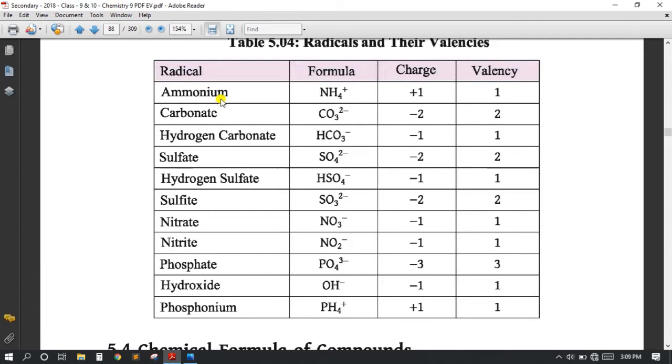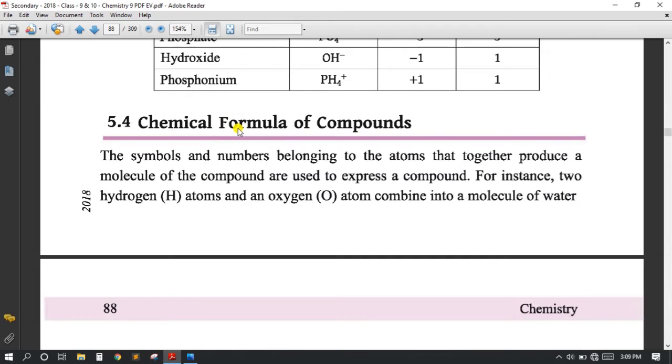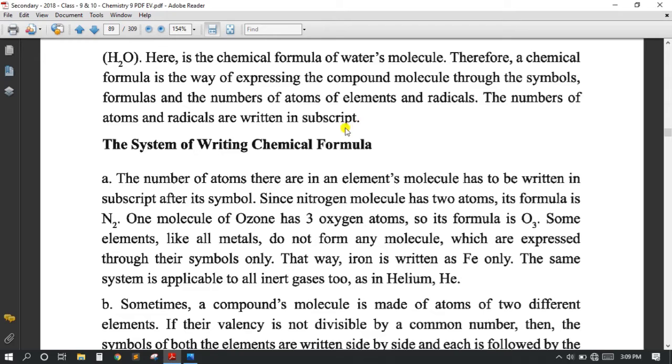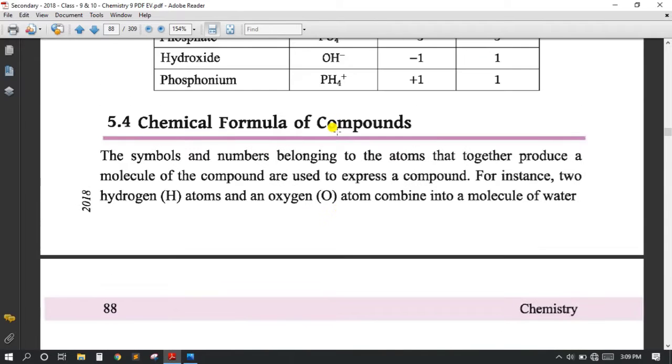So now I am going to another topic. This is section 5.4. This is the chemical formula of compounds. You know, there are a few types of formula. One is empirical and another is molecular. So I will explain empirical and molecular formula later. Now my topic is chemical formula of compounds. So what is a chemical formula and how can I write this formula?